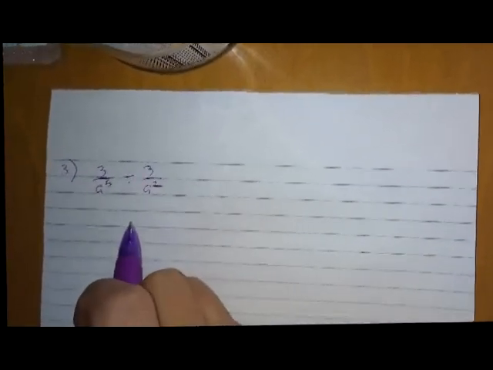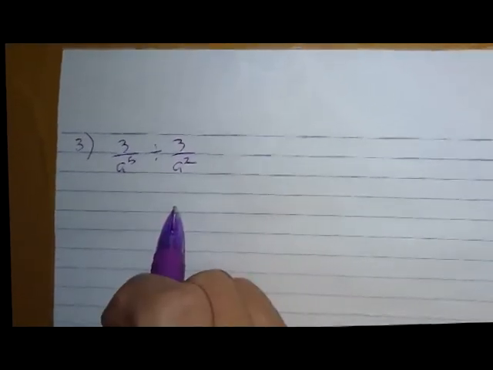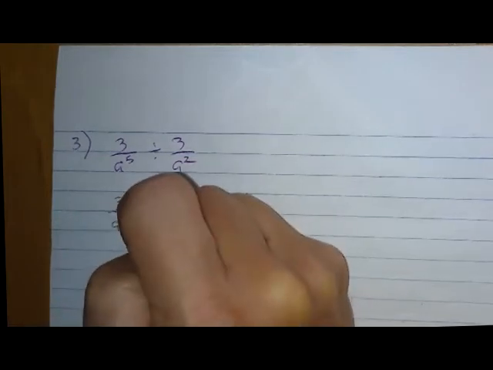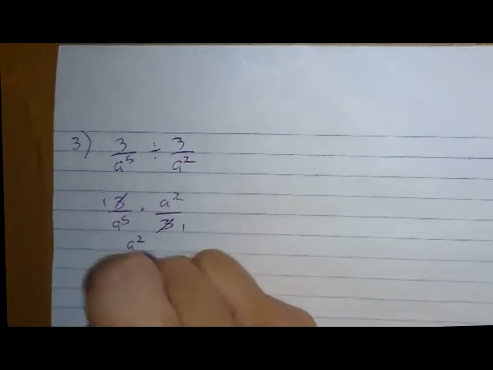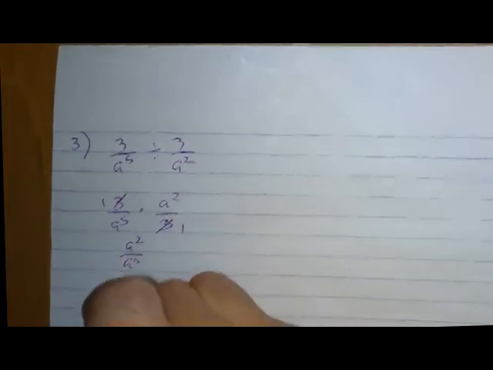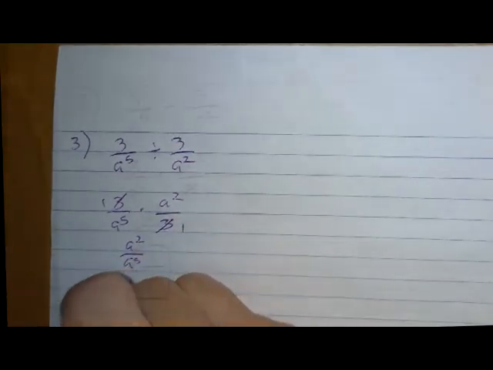Okay, so this section is kind of like doing the multiplication section before. The only difference is you just gotta do the reciprocal of whatever's after the division sign. And then once you do that, it's back to just doing the multiplication section. So 3 over a to the 5th, and this would be a squared over 3. Now we just simplify. The 3's cancel, just 1 and 1. So that'll give us a squared over a to the 5th, which simplifies to 1 over a to the 3rd.